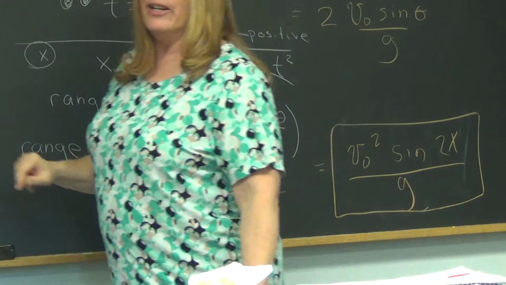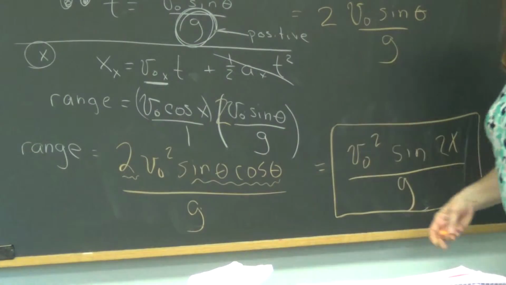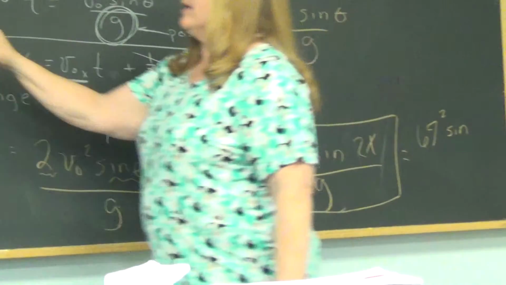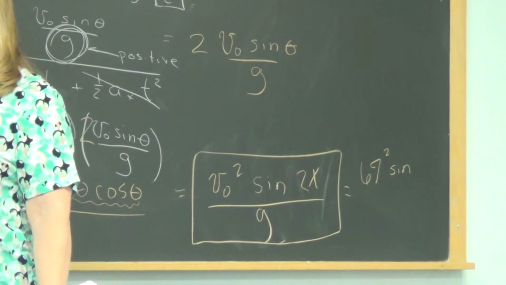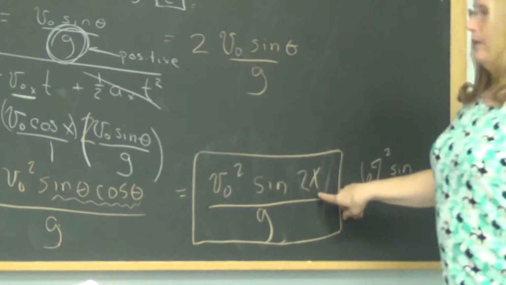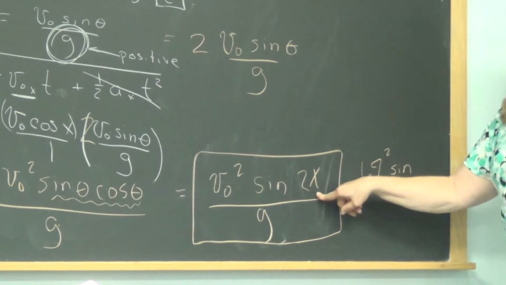So see how easy the range equation is? You don't even need a sine or a cosine. So there is a sigh of relief. 67 squared, sine of a double angle. So we have to double this angle. Instead of putting in 52, the formula says that we have to double the 52. So what's that? 104.